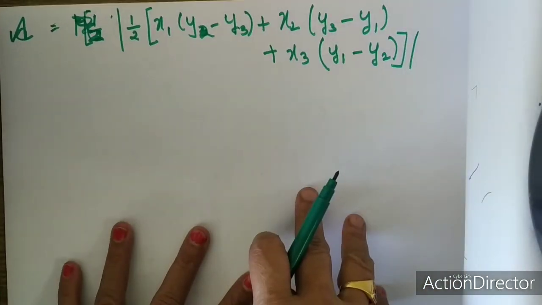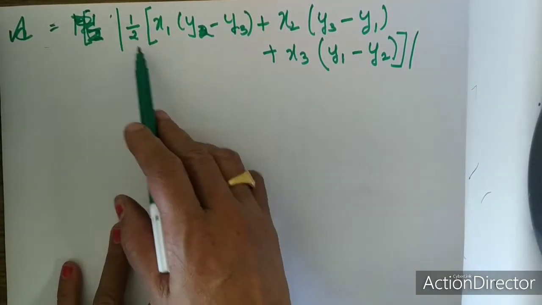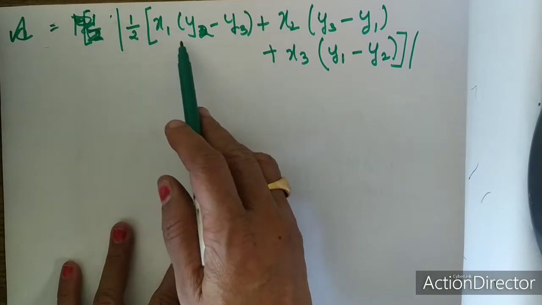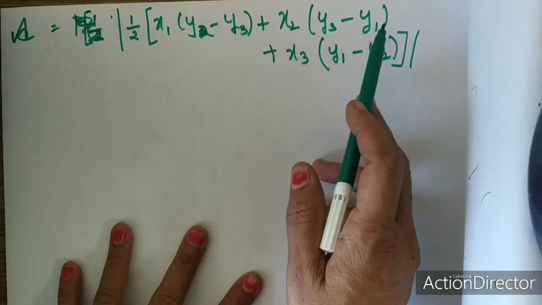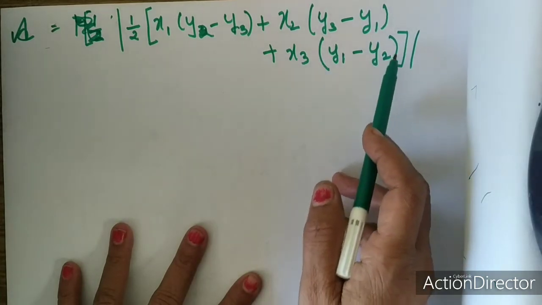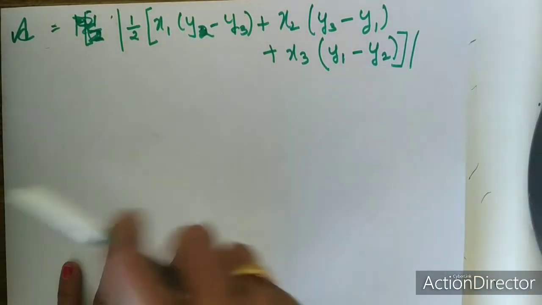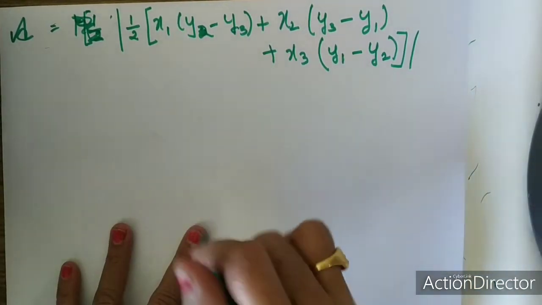Now I will tell you how to remember in the second way. So this is the formula. Area is equal to modulus of half into x1 into y2 minus y3 plus x2 into y3 minus y1 plus x3 into y1 minus y2. So the bracket is closed and the modulus is also written at the end. This is the first way you learned to remember the formula. Let me teach you the second way.